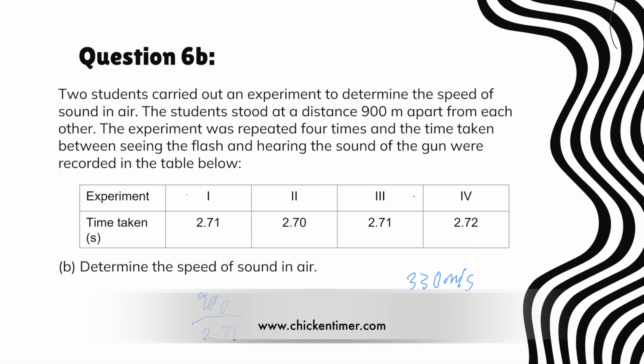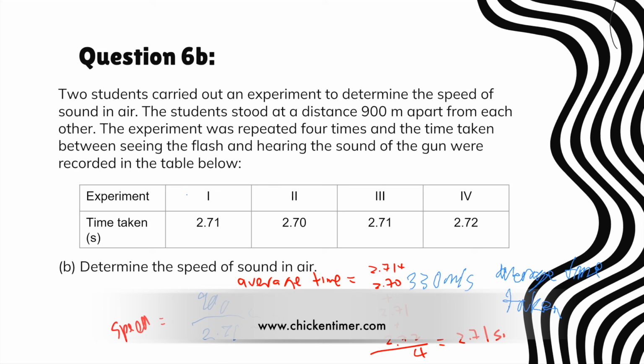So your first working, your first line, has to be your average. You have to say average time equals to divide by 4. So your first line will be average time. Average time equals 2.7 plus 2.70 plus 2.71 plus 2.72, divided by 4. Then after that, you say speed equals distance over time. Then you get this. After that, you give 3SF. Because down here 3SF, down here 3SF, so this can be 3SF too. Because if it's 2SF, then it will be 2.7.